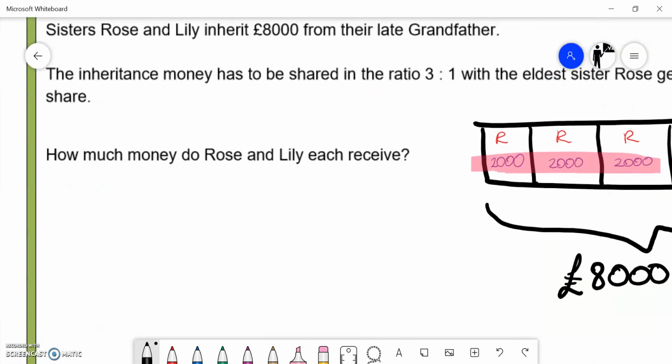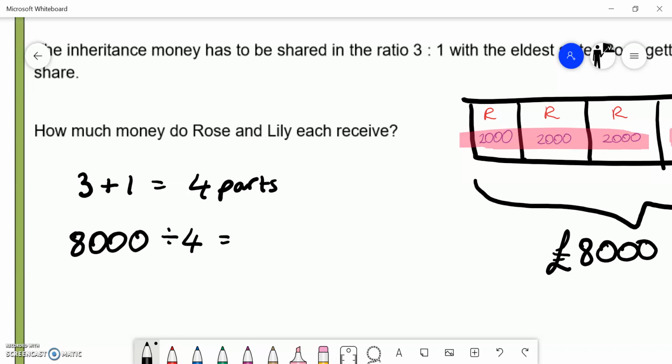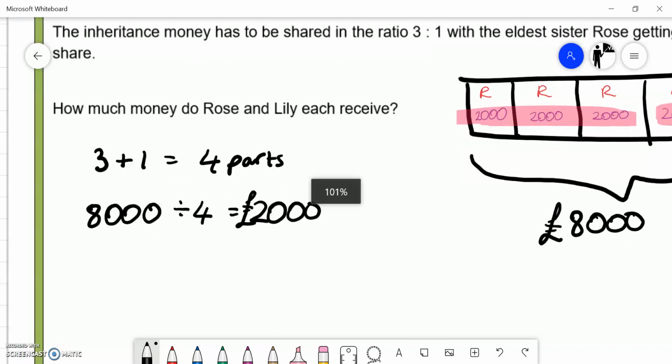we've got a different way to do this, just a more algorithmic way. So we can take the number of parts. So we've got 3 parts and 1 part. That's 4 parts altogether, and that's what we see in the diagram. We then take an amount that's being shared, 8,000, and we split that into the 4 parts. That means that each part is worth £2,000, and that's what we can see here, 2,000, 2,000, 2,000.